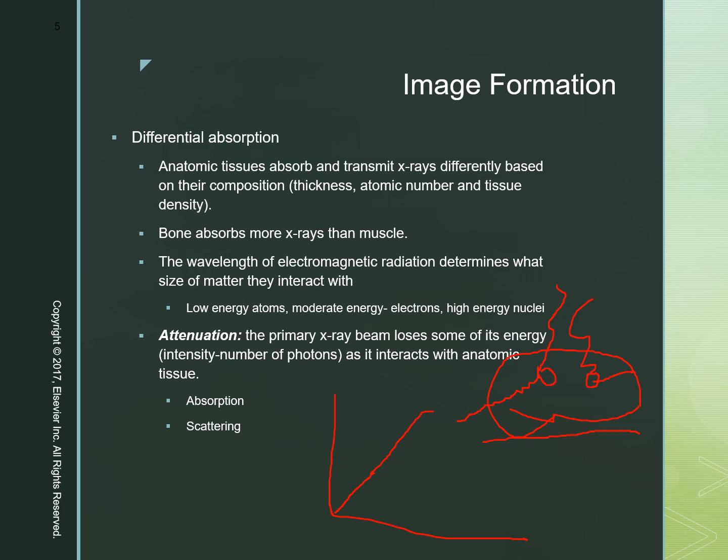Now, sometimes a scatter event may go ahead and reach the image receptor. In that case, it would still contribute to the intensity, and it would therefore not be attenuated.